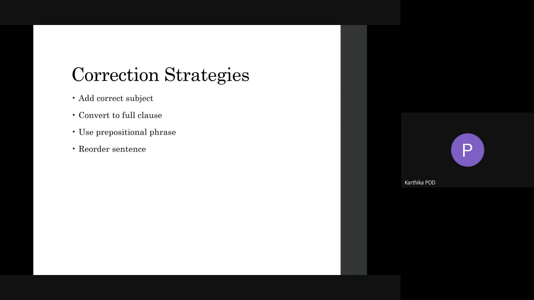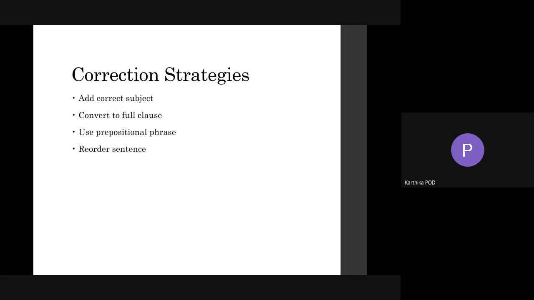So what are the correction strategies involved? You need to add the correct subject, convert to full clause. Basically, when you don't have the subject, it means your clause is only partial. You don't have the full clause, right? When you add the subject, you may have to modify a few other words. Convert to full clause, use prepositional phrases if required.